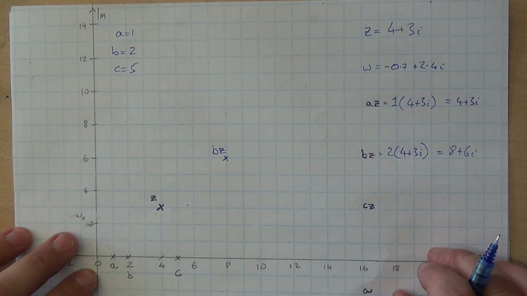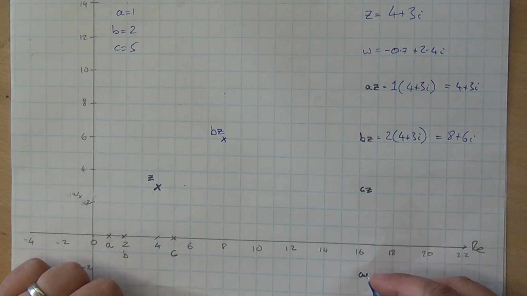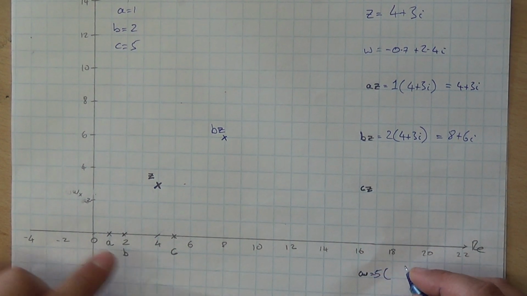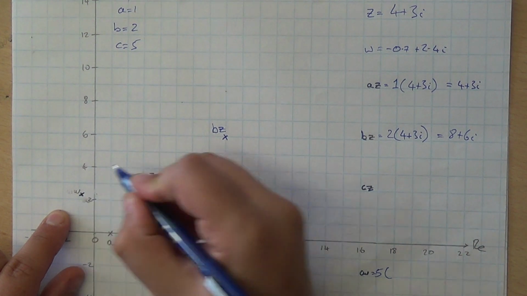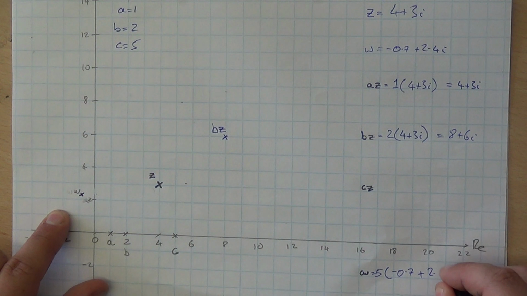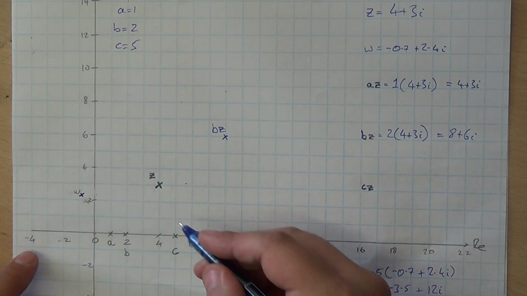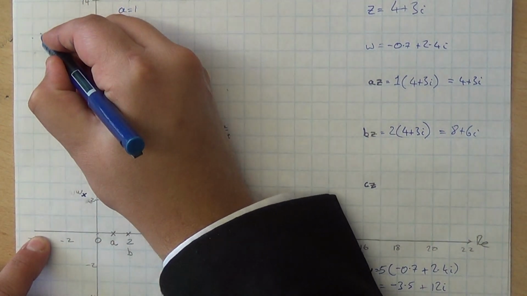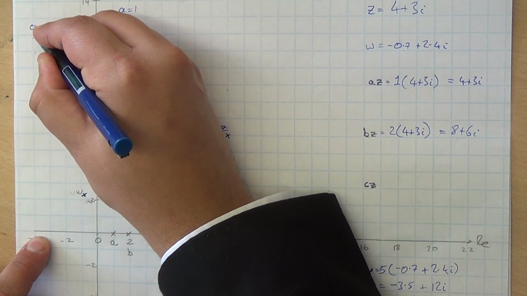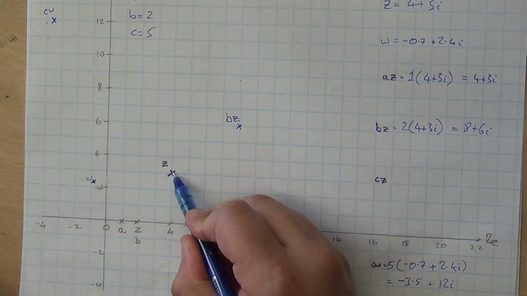While we're at it, let's look at a different complex number. We're going to do c lots of w. So c is 5. w is here, this small number, which is negative 0.7 plus 2.4i. Again, expand the bracket, and we get negative 3.5 plus 12i. So negative 3.5 plus 12i is there. So that is cw.